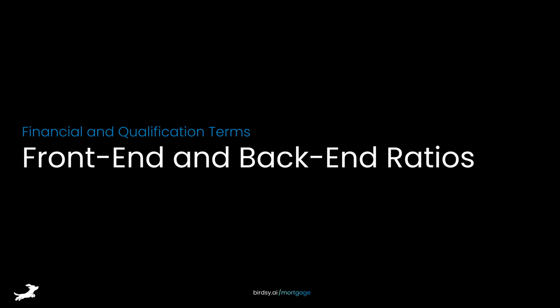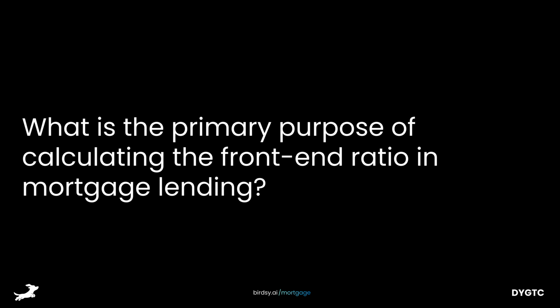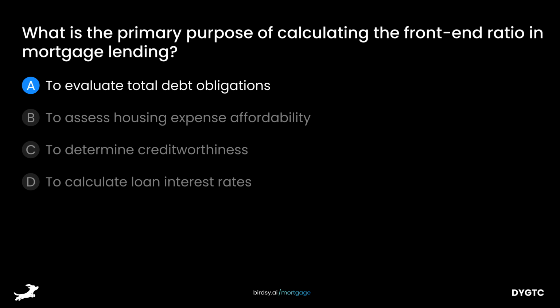Front-end and back-end ratios. What is the primary purpose of calculating the front-end ratio in mortgage lending? Is it A, to evaluate total debt obligations? B, to assess housing expense affordability? C, to determine creditworthiness? Or D, to calculate loan interest rates?